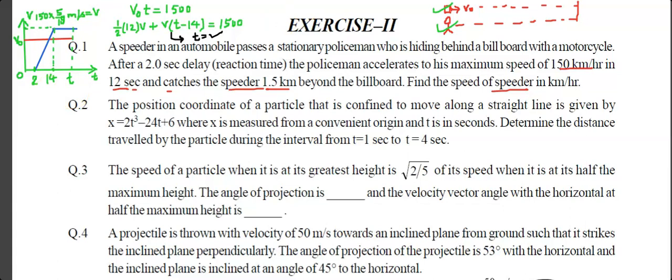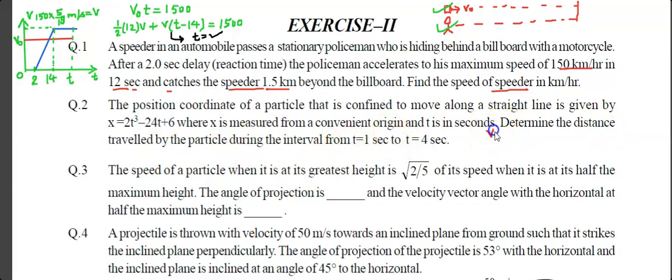Now let's move forward to question number 2. In this question number 2, it says the position coordinate of a particle that is confined to move along a straight line is given by this. So that's moving in the x direction, one-dimensional motion. It is measured from a convenient origin, and t is in seconds. And it says to determine the distance. Again you see the distance term is coming, so we need to be careful. Traveled by the particle during the interval 1 to 4 seconds.